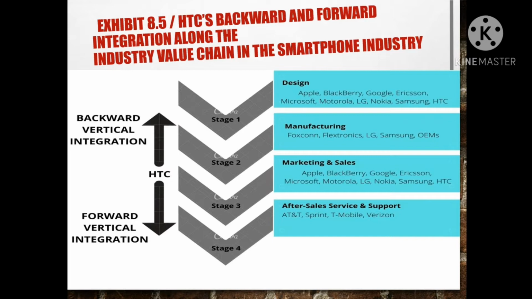In doing so, HTC engaged in backward vertical integration, moving ownership of activities upstream to the originating inputs of the value chain. HTC has also engaged in forward vertical integration, moving ownership of activities closer to the end customer. Although HTC has long benefited from economies of scale as an OEM, it is now also benefiting from economies of scope through participating in different stages of the industry value chain.